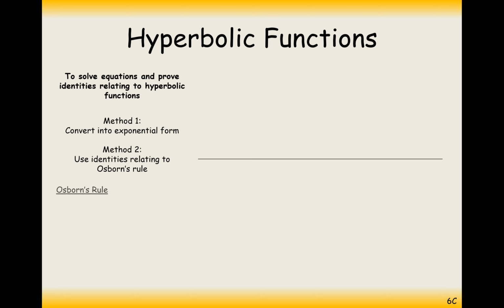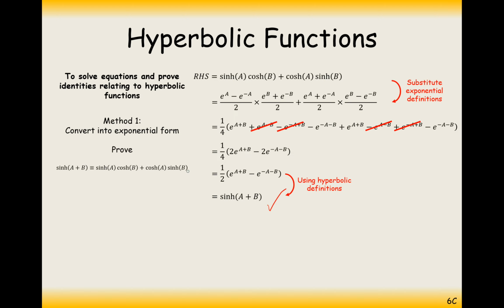Now let me describe what Osborne's rule is. Osborne's rule is that all normal trigonometric identities can be converted into hyperbolic identities. You saw one that was very similar beforehand. You can see that this here is exactly equal to the same trigonometric identity.